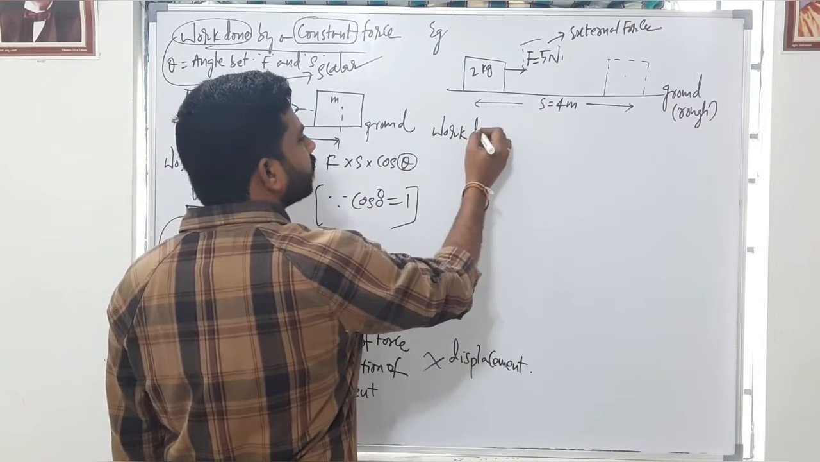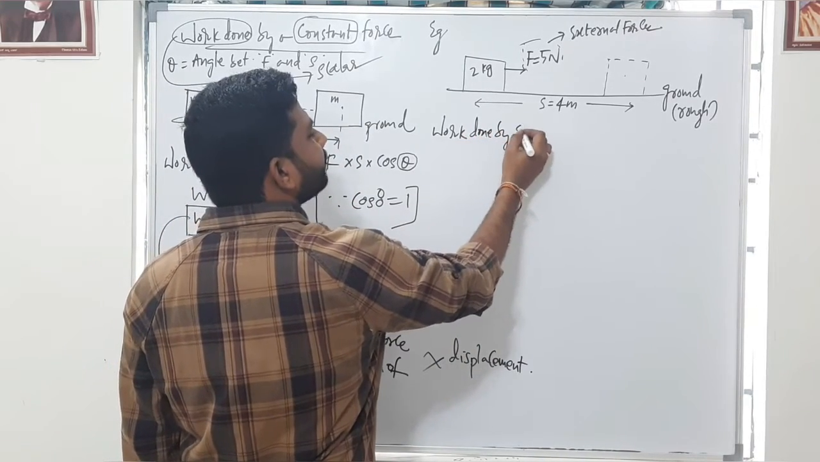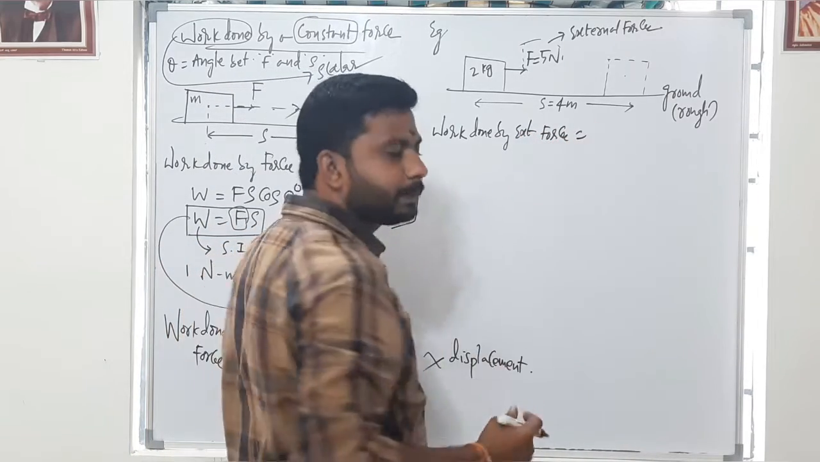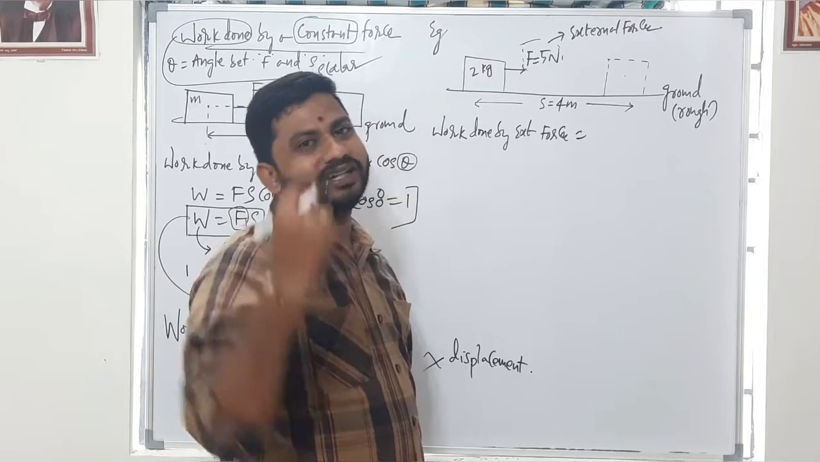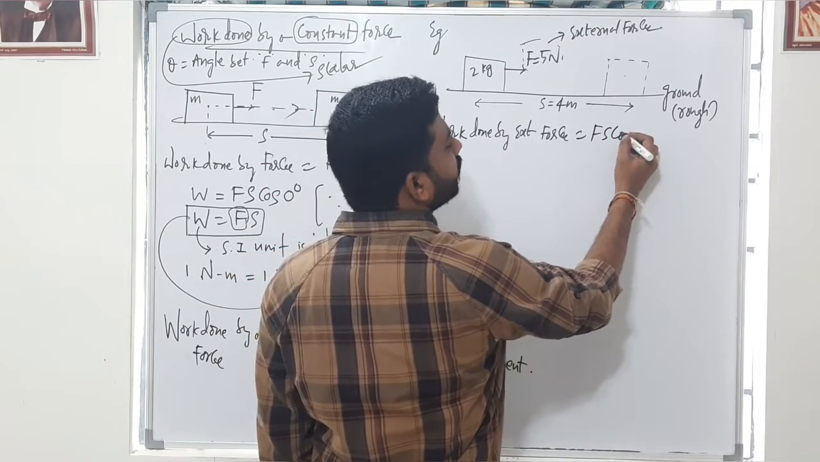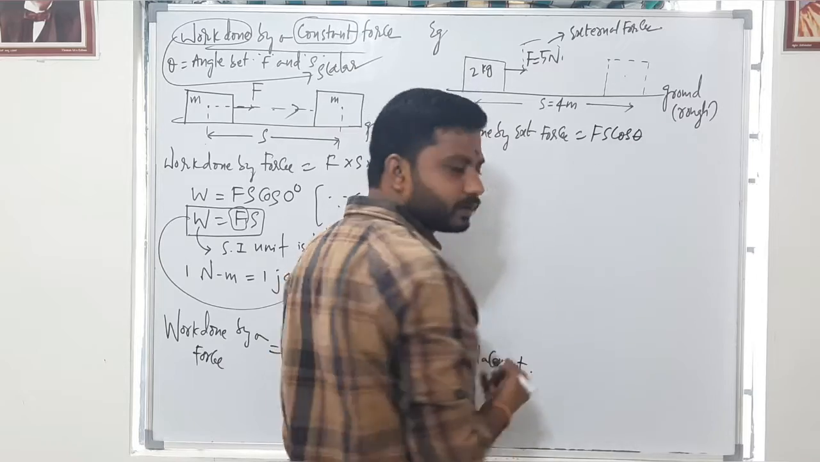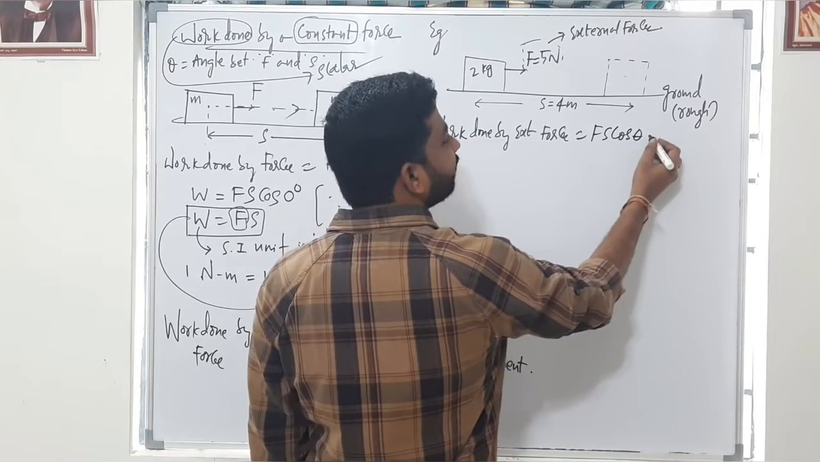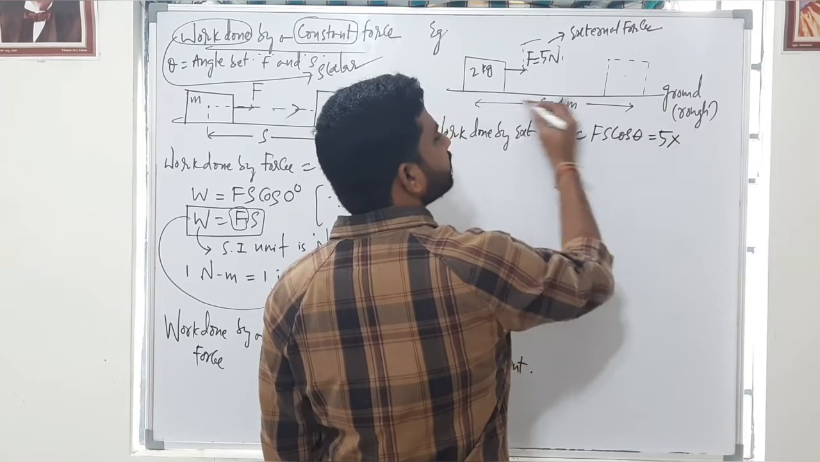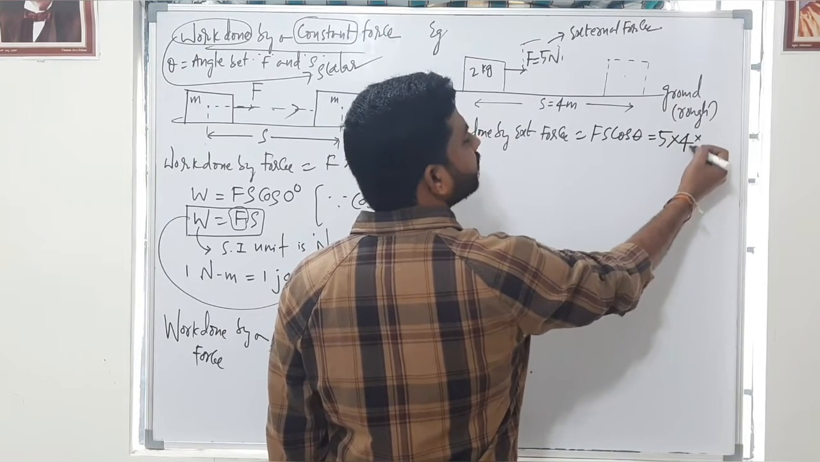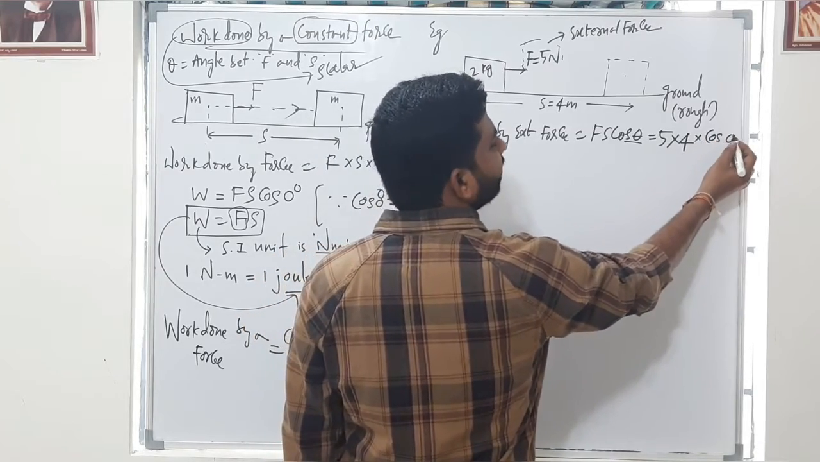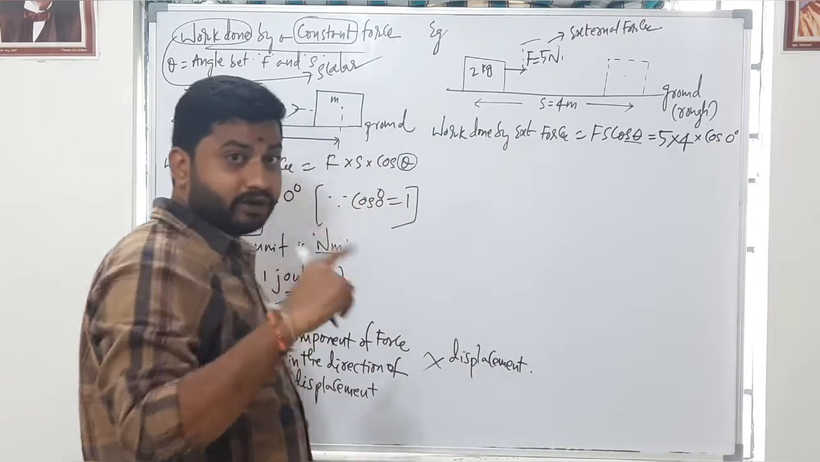So work done by the external force is equal to, what is the formula? Force into displacement. Again I am writing here F S cos theta, right? So what is this F here? F is 5 Newton, into displacement, which is 4 meters, into cos theta. This is theta 0, understand? So cos 0 degrees is 1. From the tabular form you get it.